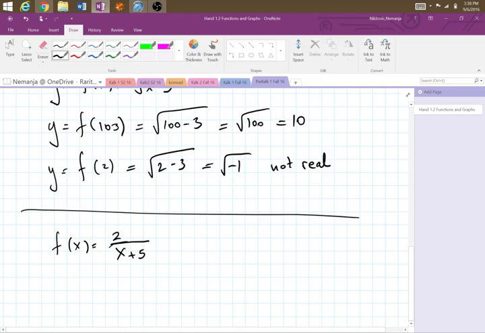Are we okay to plug in any value for x? Yes or no? Yeah. How about 7? Sure, why not? What's 7 plus 5? And 2 over 12 is 1 over 6. Awesome. So we can definitely use 7. Can we use 1? Yeah, because it's going to be 2 over 6, which is 1/3, right? Awesome. How about negative 2? Negative 3? Yeah.